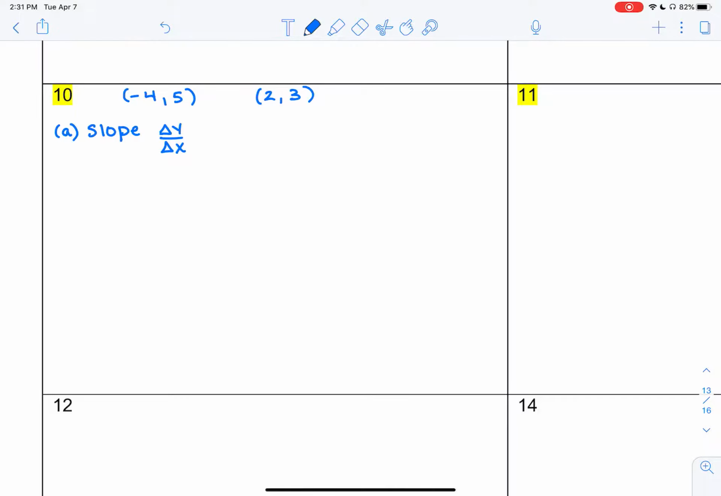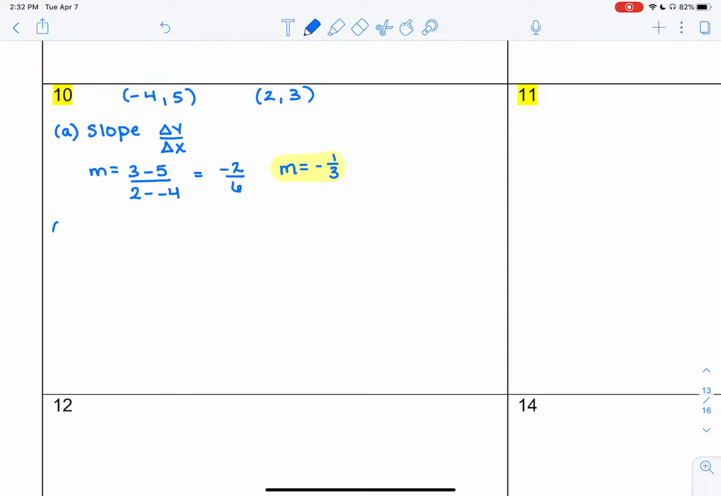For part A, I get the slope is equal to the second y, 3, minus the first y, 5, over second x, 2, minus the first x, -4. Simplify that, and I get a -2 on top, 2 plus 4 on bottom, which is 6. So final step of simplifying, reduce by 2's, and I get the slope is equal to -1/3. Okay, that's it for A.